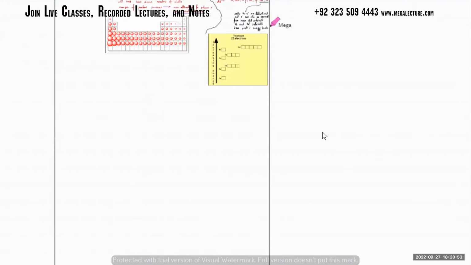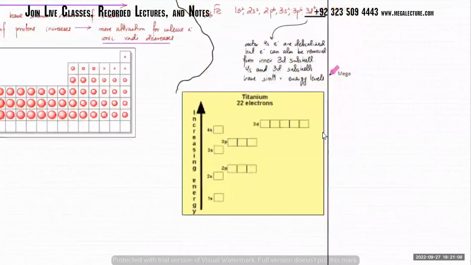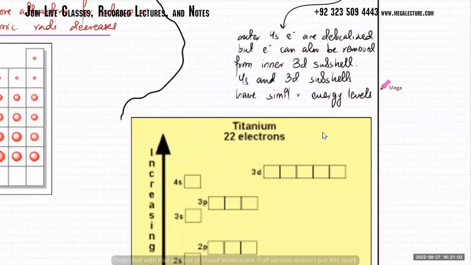Just one second. Hence, they have variable oxidation states.